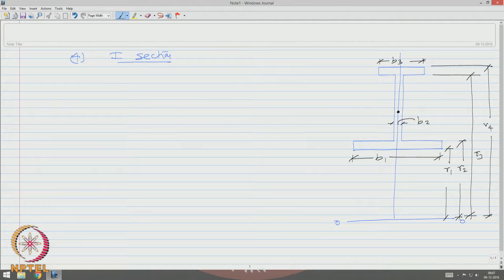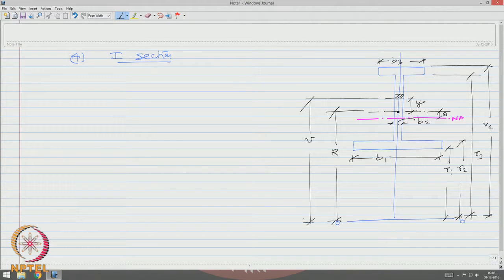We have the CG located here. Let us say that is located at a distance R from here. We can take a general strip which is Y from the centroidal axis. We are about to locate the neutral axis at an eccentricity E from the centroidal axis. We will also define this with a parameter V from here.